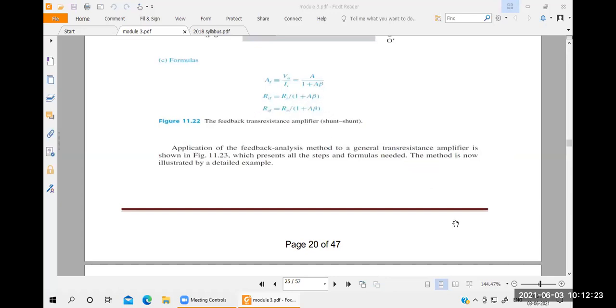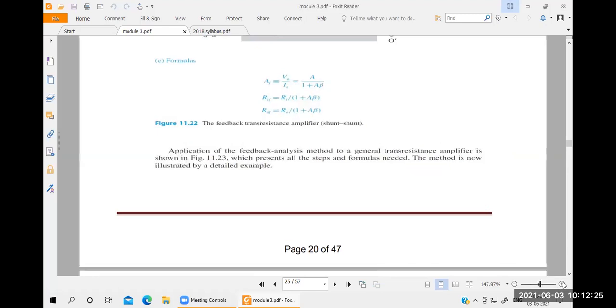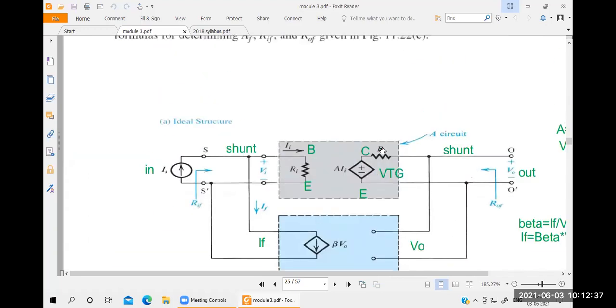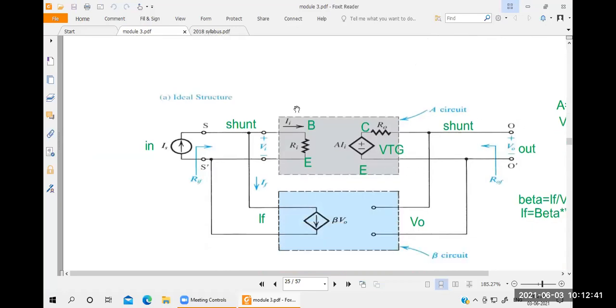Same thing we write for the output side. So what is the output side equation now? ROF is equal to R naught divided by 1 plus A beta. So this is for the shunt feedback connections, that is for the transresistance amplifier. See here, when you come to the transresistance amplifier, what is the output here? Voltage. What is the input here? Current. So you can write the output voltage equation, that is A into Ii. This is the voltage source, connected between the collector and emitter. That's why you can write V0 is equal to A into Ii.